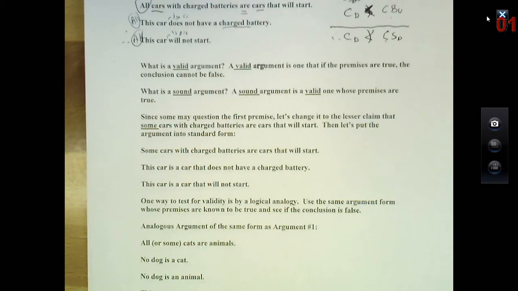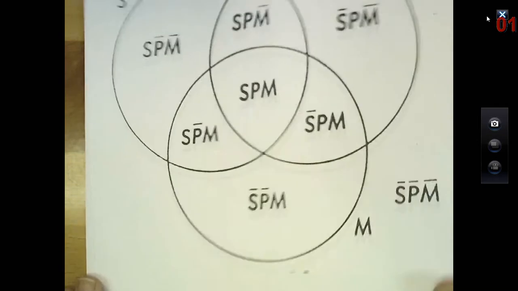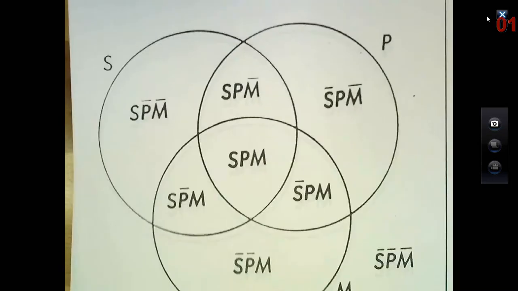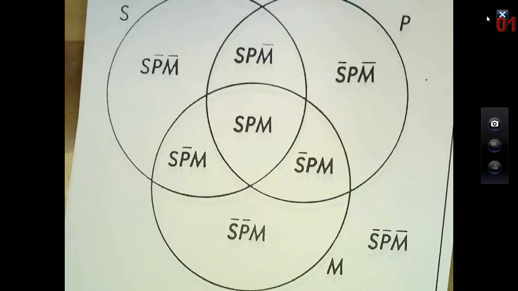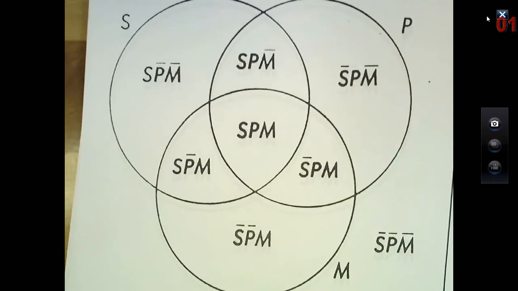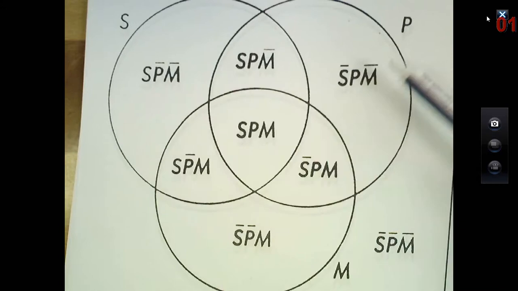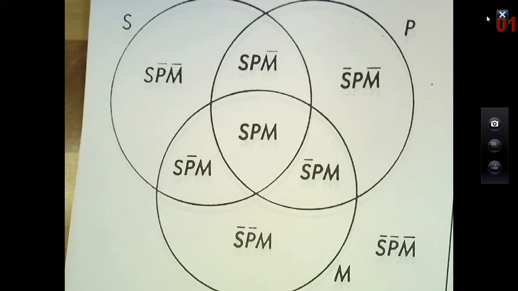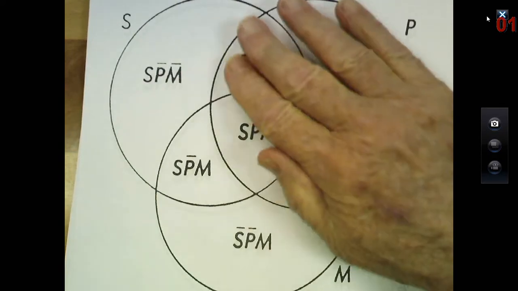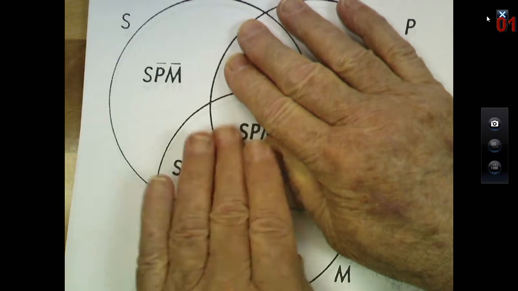Now you can do a Venn diagram of a syllogistic argument. You remember the S and P proposition? Here you've got a subject term, predicate term, and a middle term. So if you wanted to diagram this proposition, you would take the subject term and the middle term and kind of ignore P over here.